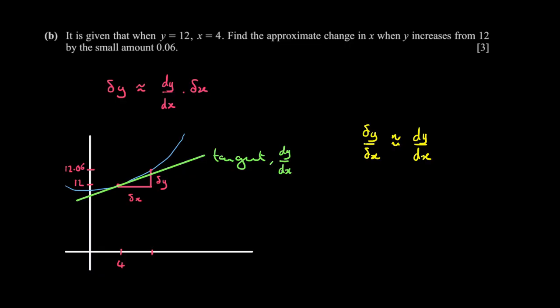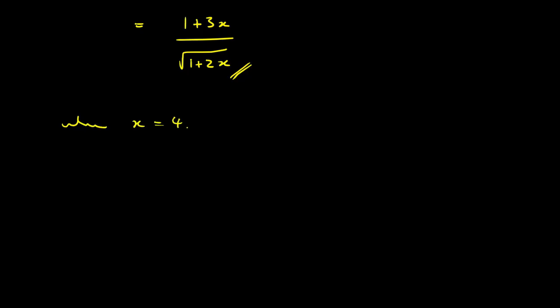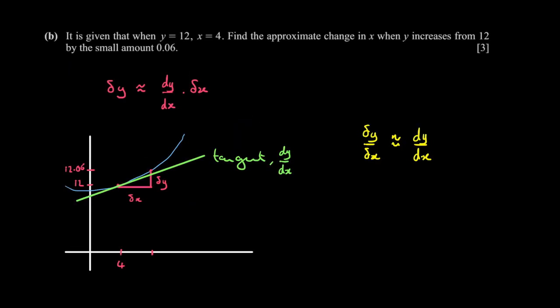So basically, we're interested in whatever the gradient is when x is equal to 4. So we're just going to go back to here, and we can say, all right, when x is equal to 4, then dy dx is going to be equal to 1 plus 3 times 4, which is 12, over the square root of 1 plus 2 times 4, which is 8. So we end up getting here 1 plus 12 is 13, and 1 plus 8 is 9, square root is 3. So the gradient of the tangent there is 13 upon 3.